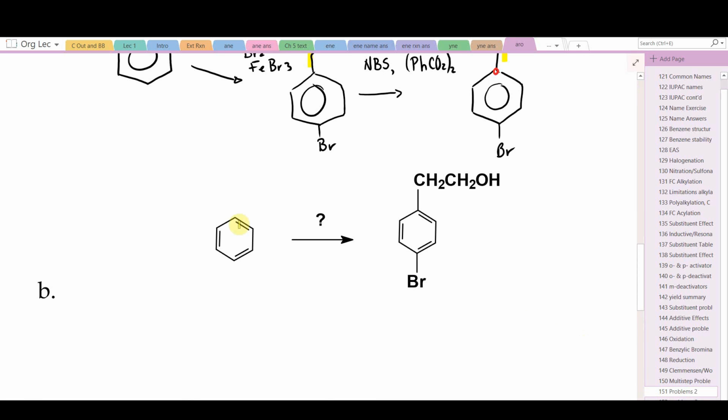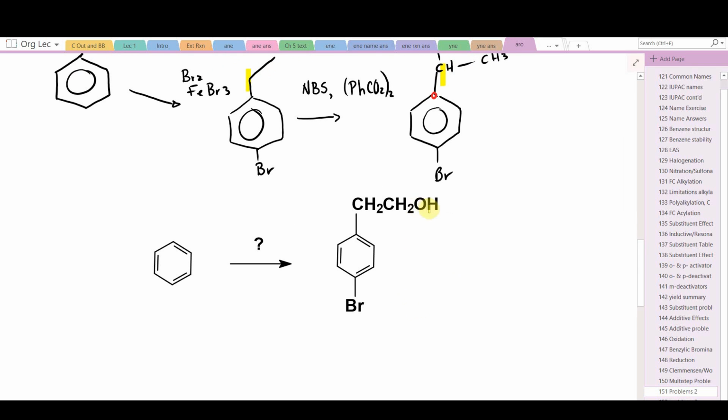So our next problem asks us to convert benzene to this compound. Now, what is that anyway? Well, it's not something you're responsible for at this point, but it's an alcohol. That's the major functional group. So it's ethanol with this substituent on it. So for sake of interest, I would call this 2, and the substituent being 4-bromophenyl, ethanol.